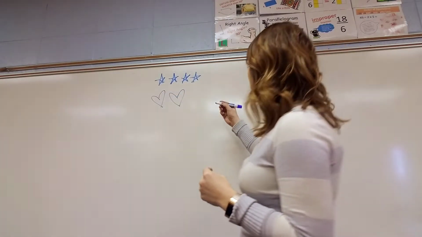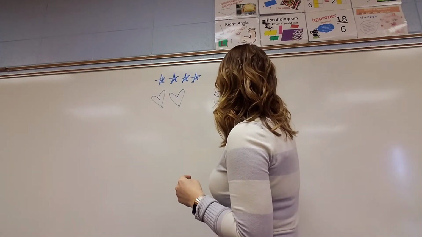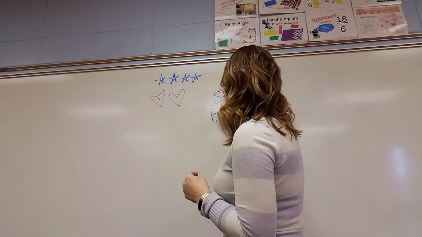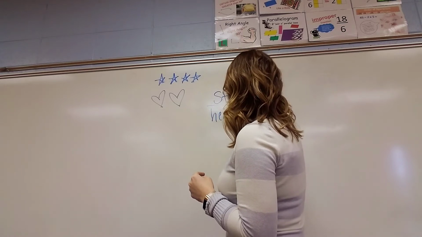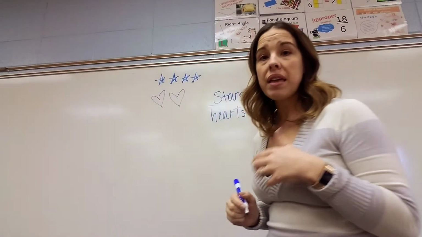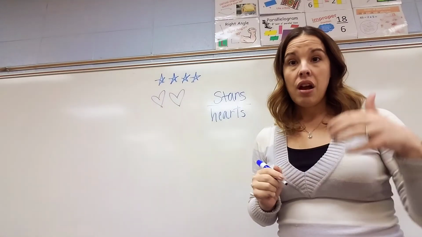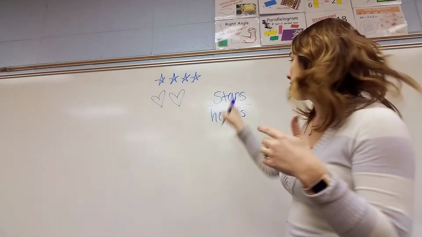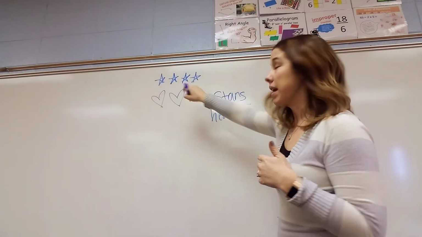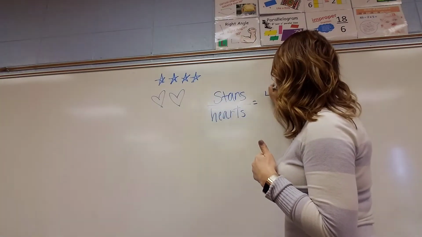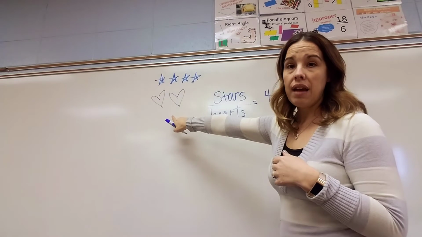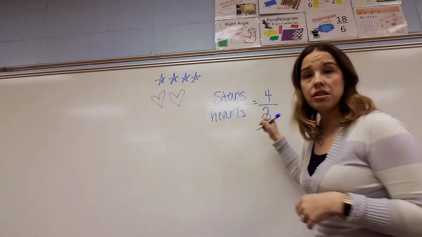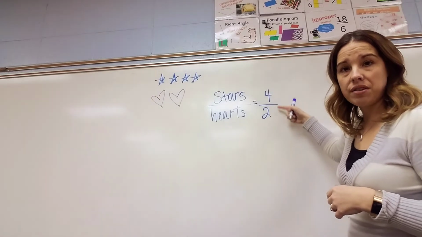In words, you're gonna write stars to hearts, okay? That way there is no confusion on where your numbers go. Okay, so for example, if we count our stars over here, we have 4. And then you count your hearts, and there are 2. Okay, so our ratio of stars to hearts would be 4 to 2.